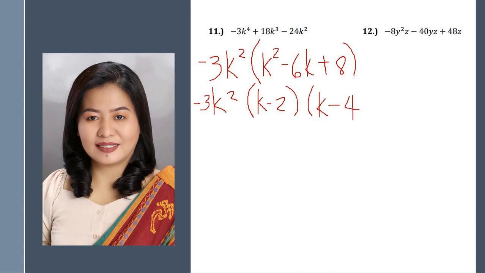So why did we use minus and minus? Because the last term is positive, so it means we will have the same operation, and the middle term is minus, so we'll have minus. We'll be using minus for both.